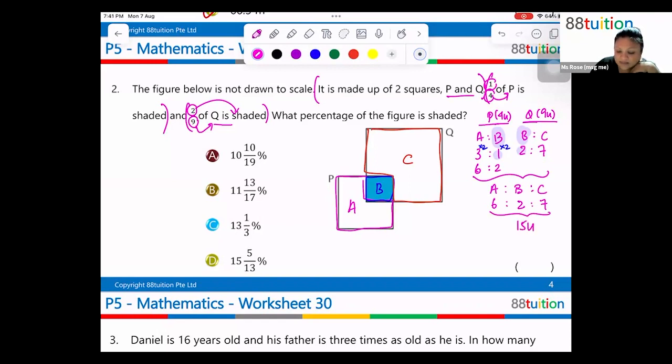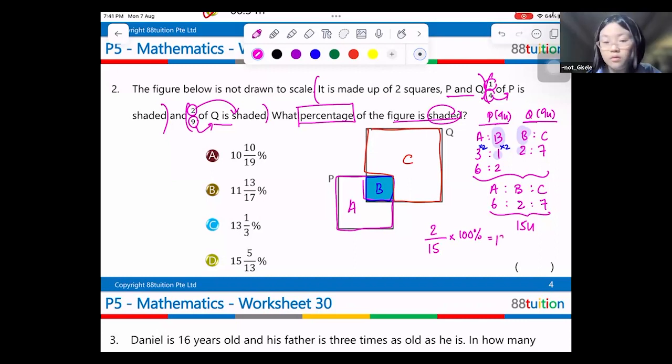So once I have this, I know that ABC is made up of how many? 15 units. Now, what percent of the figure is shaded? So the figure is made up of 15 units, and the shaded part is 2 units. Because they are asking for percentage, I multiply by 100. 2 over 15 times 100% will be, Gordon got the answer, C, which is 13 and 1/3%.